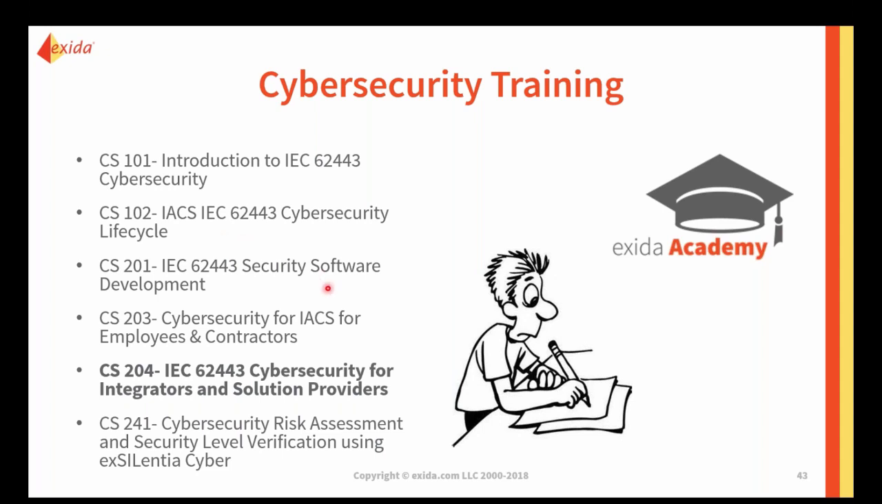can be very important. CS 201 looks at security software development, so it is more targeted towards original equipment manufacturers, and looks at how you meet the intent of 4-1 and 4-2 for developing and producing secure equipment. CS 203 also applies to cybersecurity asset owners, and it looks at what specific elements of the cybersecurity policy are needed for employees and contractors.